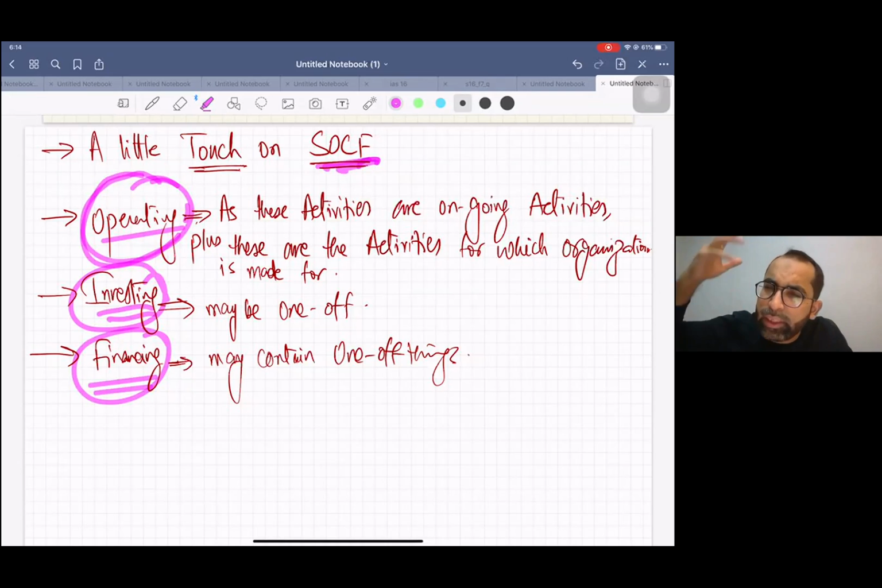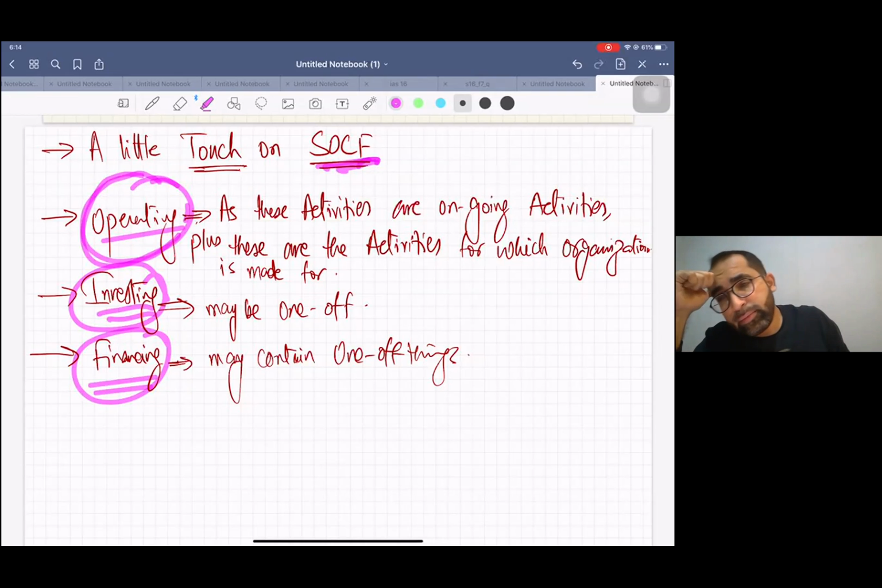For example, this year you took a big loan. So there will be a big inflow in financing activities, but that's not a sign of good performance. Because if you are taking a loan, what's your contribution? You are just taking somebody else's money. So financing and investing activities are not that important, but operating, yes. If you are earning from operations, that's a great thing, because operations are what the organization is made for.